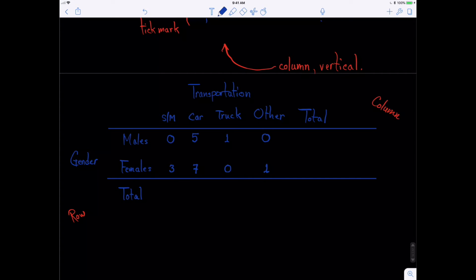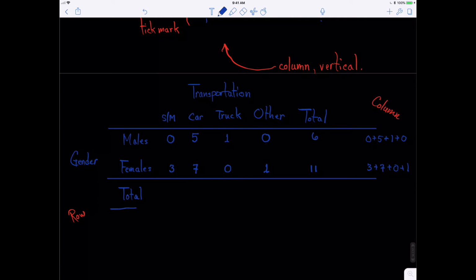And now here's what's interesting. What we do for this total is we add all of the pieces of that row that go into the last column. So this total here is the 0 plus the 5 plus the 1 plus the 0. I add that up and I have 6. Now for my females, I add up a 3 plus a 7 plus a 0 plus a 1. Let's see, 7 plus 3 is 10, and 1 more. That would be 11.